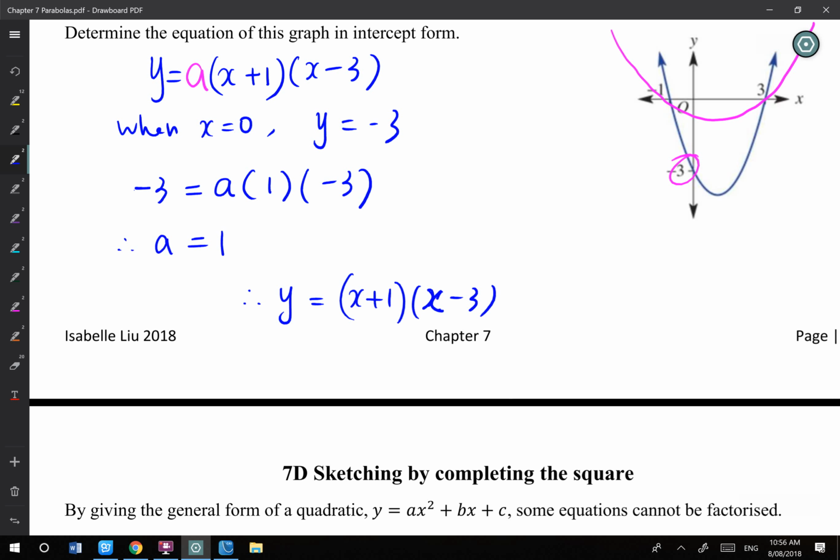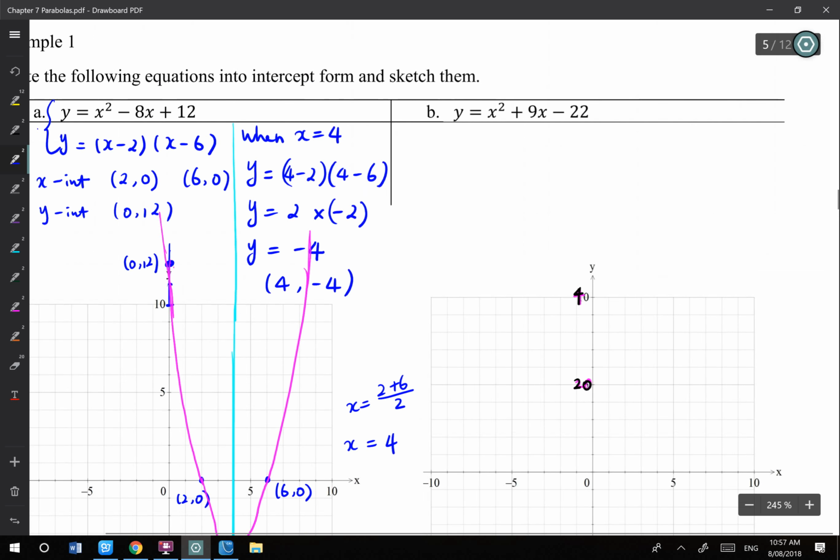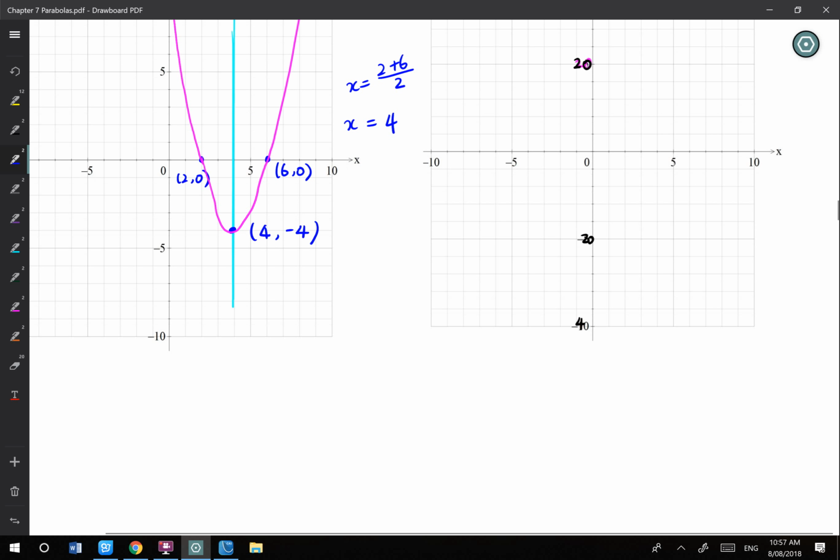Or you can expand it to make it into general form. After expanding, you can put it into completed square form to find the same thing as well. Okay, so we have finished 7A to 7D already. What I want you to do is complete those two questions first. I'll check everyone's working. So B and C, and then if you finish quickly, you can just go to work on your scheme of work.